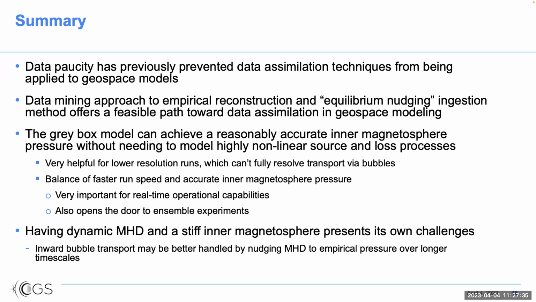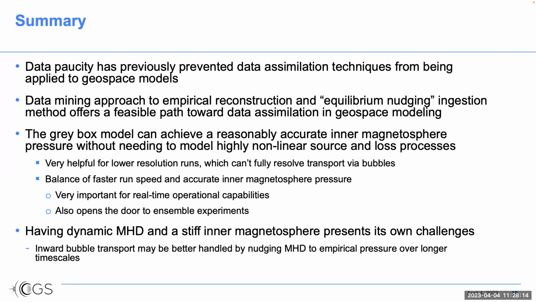And so one of the big advantages is that the gray box model can achieve a reasonably accurate intermagnetosphere pressure without needing to model the highly nonlinear source and loss processes. Of course, in the white box model, that's one of the things that we're interested in the most, but especially at lower resolutions, we just can't expect that to happen because we're not going to resolve those features properly. And so one of the uses for this data assimilation method is to get a balance of faster run speed that you get with lower resolution runs, combined with an accurate intermagnetosphere pressure distribution that you otherwise couldn't expect them to achieve.